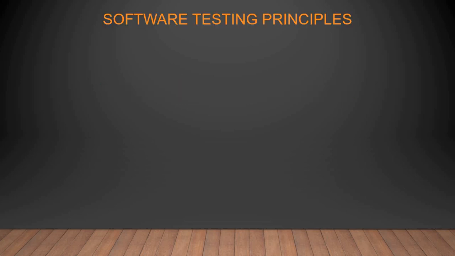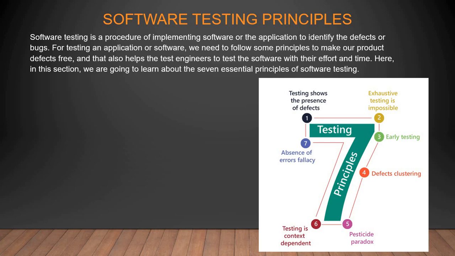Let's begin. Software testing is a procedure of executing software or an application to identify defects or bugs. For testing an application or software, we need to follow some principles to make our product defect free, and that also helps the test engineers to test the software with less effort and time. In this session, we are going to learn about the 7 essential principles of software testing.